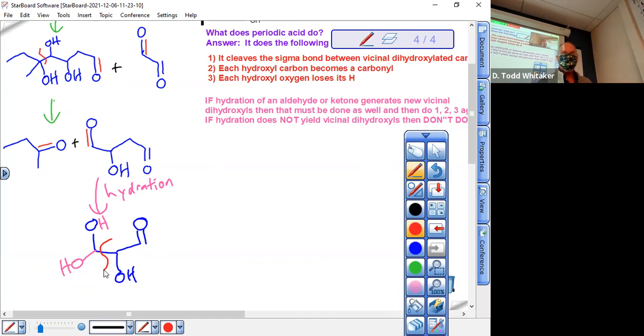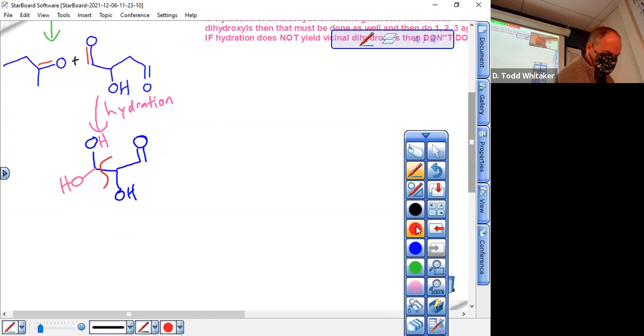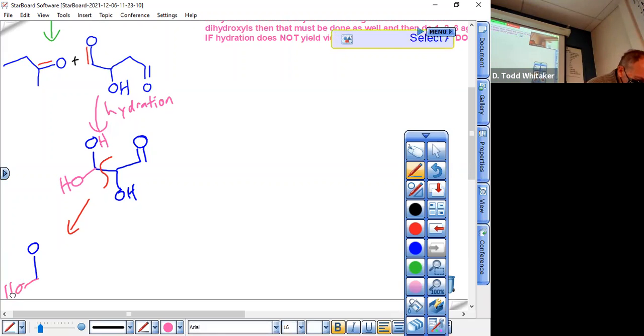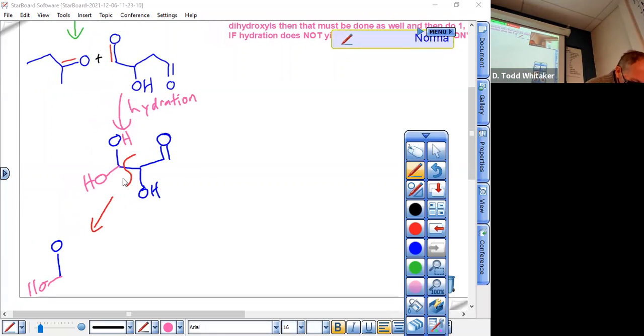Okay? Follow the same steps. 1, 2, 3. Ready? It's in red. 1, 2, 3 again. Cut. The pink hydroxyl is not going to change. It was extra. Why do that to me? There we go.